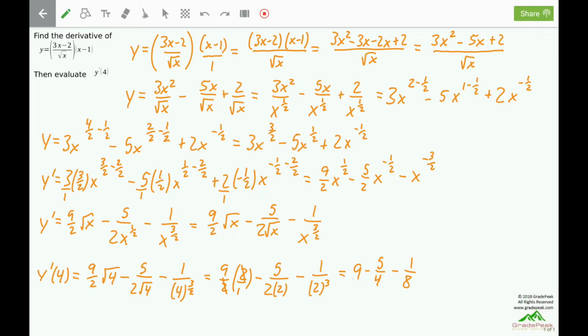We can write that 9 as a 9 over 1, if it helps us. Common denominator is going to be an 8, because 8 is divisible by 4. So I'm going to multiply that first fraction by 8 over 8. 9 over 1 times 8 over 8. That second fraction by a 2 over 2. And that third fraction, I'm just going to leave the way it is. It's already over an 8.